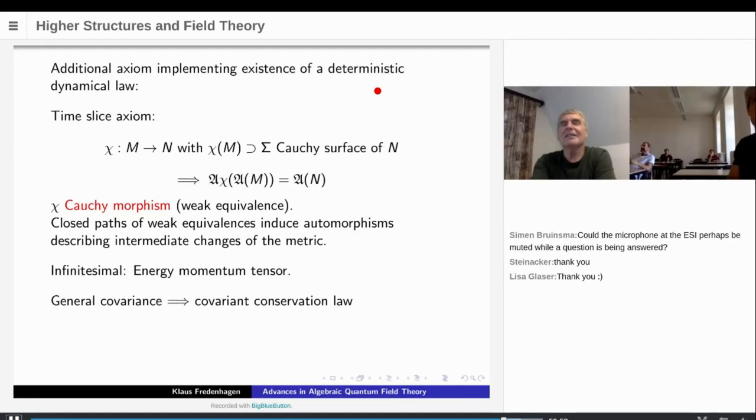For instance, when you ask for finding a tensor which transforms in the correct way under all these embeddings, and you in addition require that the tensor depends only on the metric and its first derivatives, then you get the Einstein tensor, if you want to have a conserved tensor, or the metric tensor itself. So this is the reason for Einstein's equations. This is the simplest equation you can write down for a conserved energy-momentum tensor.